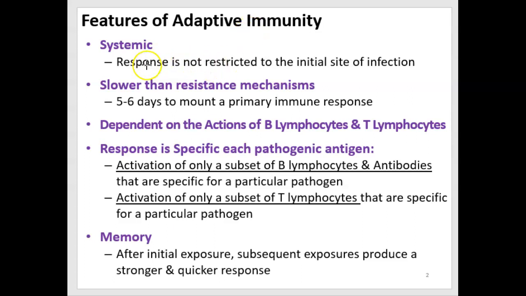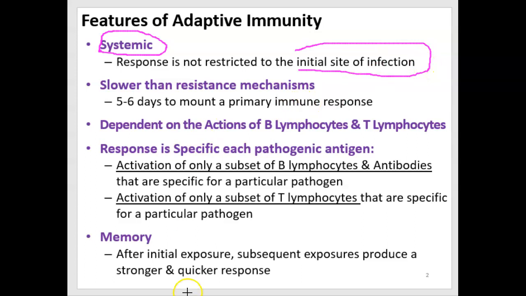First of all, adaptive immunity is systemic. That means it's occurring in multiple places throughout your body and not restricted to just one site where the infection initially occurred. With resistance, particularly the process of inflammation, we saw that the site of infection is where the most activity takes place, or where a neutrophil encounters a pathogen and engulfs it, or even washing our hands. That's just happening at the skin surface.